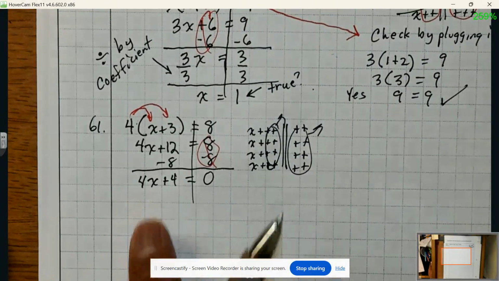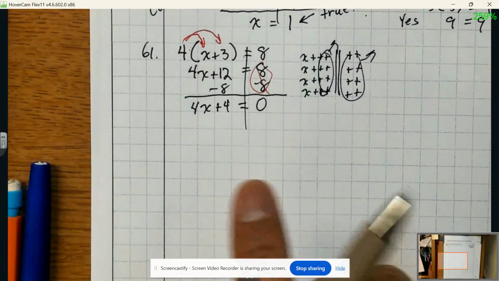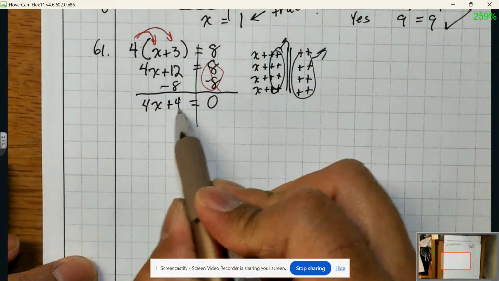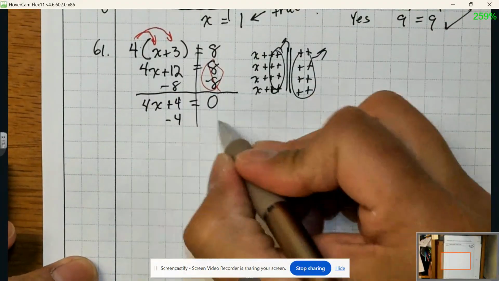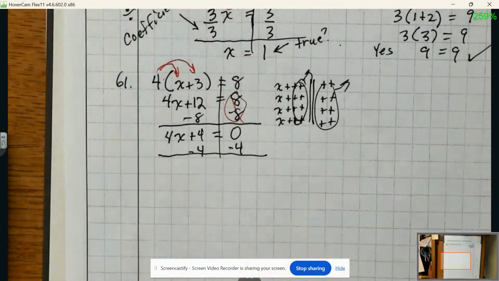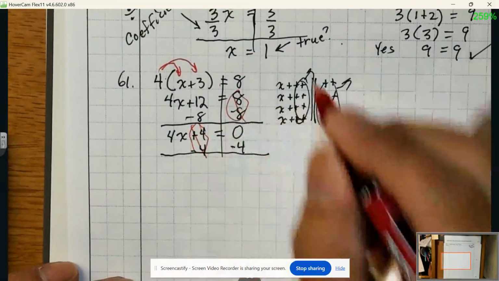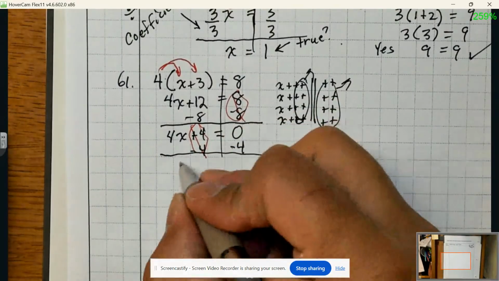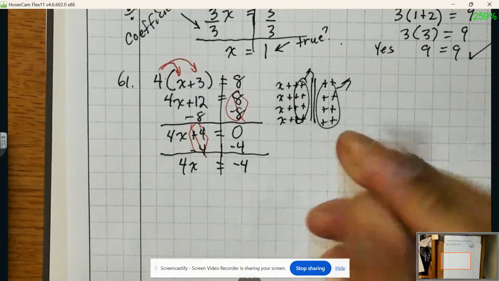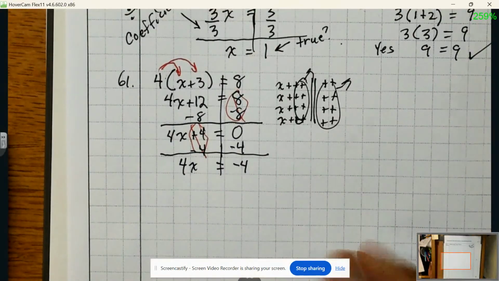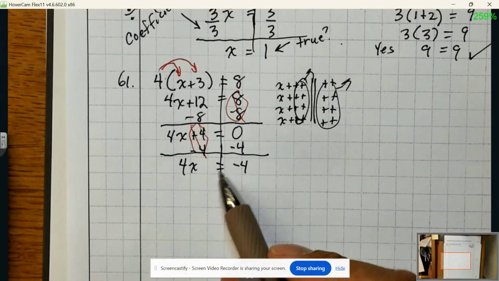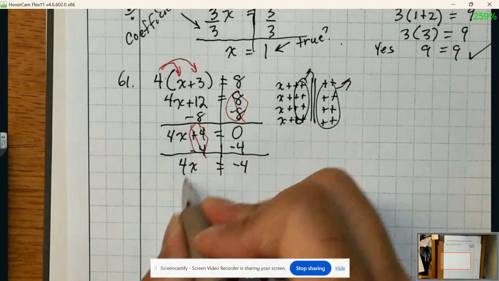Now remember, my goal is to isolate that x on one side of the equation, so get rid of this guy by doing the opposite, undoing it. Make it a 0 pair. Positive 4 and negative 4 is a 0 pair. So that leaves us with 4x is equal to negative 4. Okay, and since we can't show the negative tiles here, that's where it makes it a little bit more necessary that we are able to do it without the tiles.